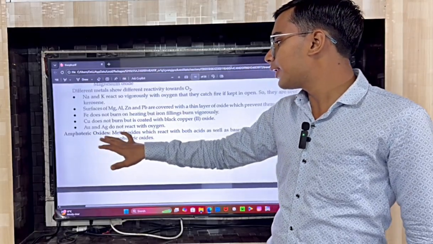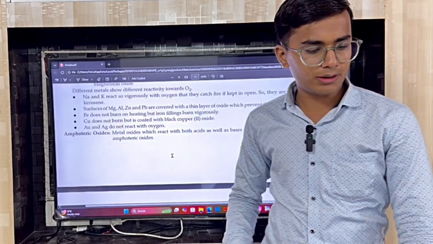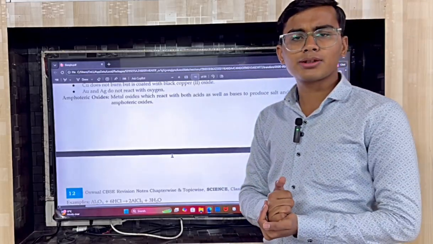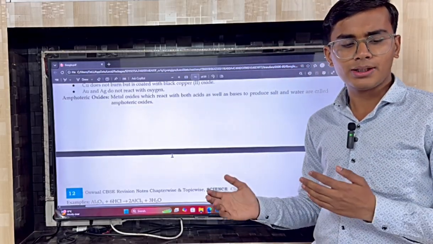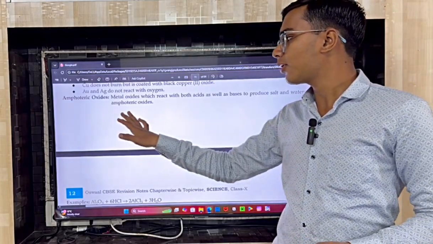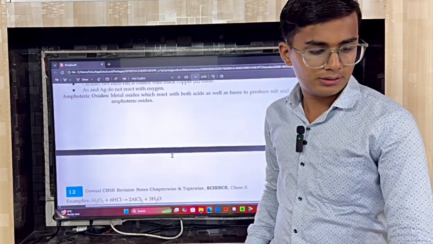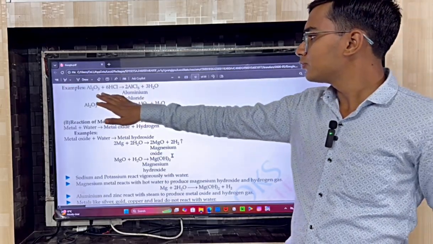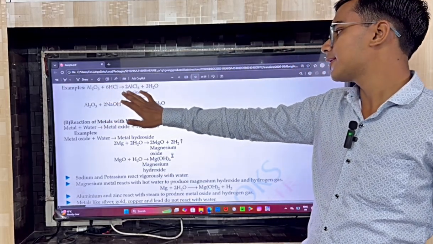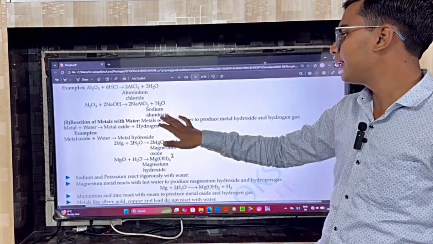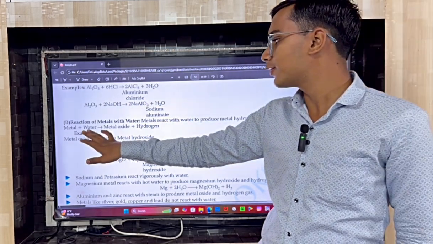Next, amphoteric oxide. What do we mean by amphoteric oxide? A metal oxide which reacts with both acid and base to produce salt and water is known as an amphoteric oxide. For example, Al2O3 plus 6HCl forms aluminium chloride. Similarly, with a base, sodium aluminate is formed.